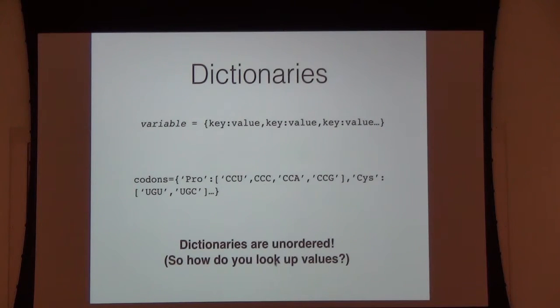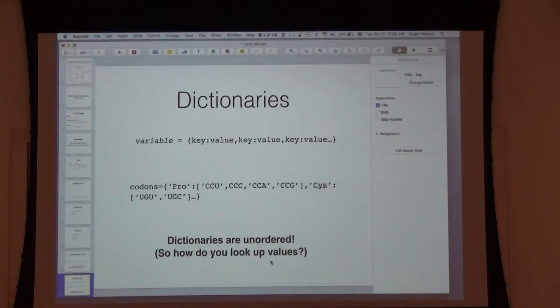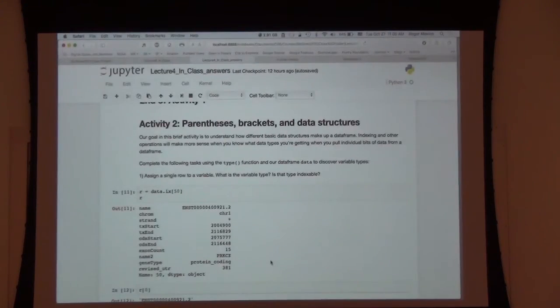So how would you look up a value in this case? By the key, by the label. And we'll look at that a little later. Let's see. Any questions so far? Great. All right. So now let's move on to activity 2 here.